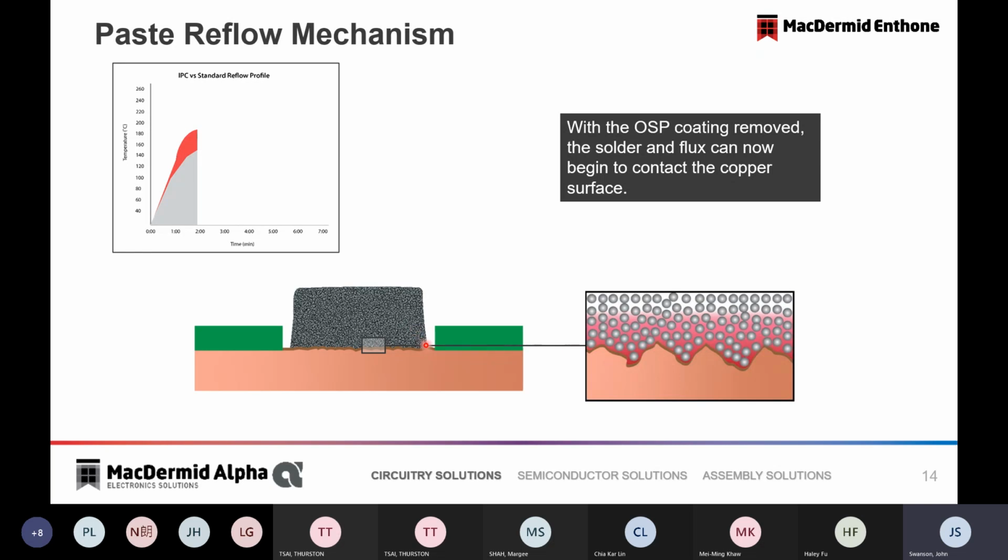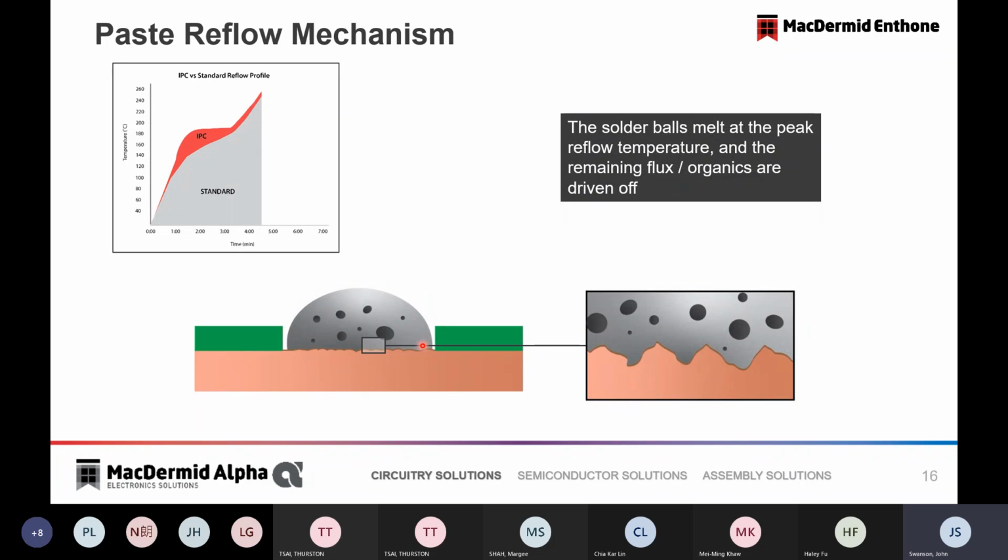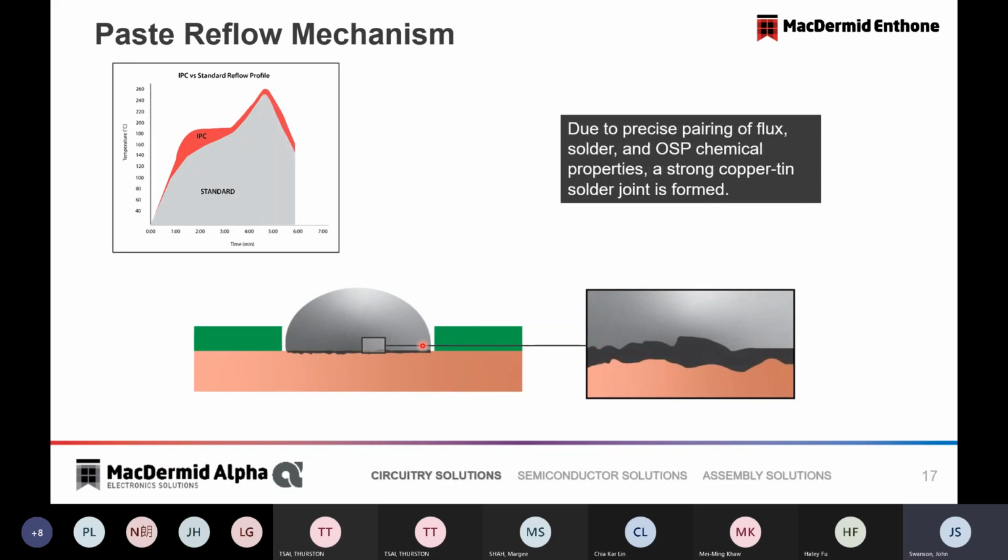You also may notice here that the paste begins to what we might call slump and prepare itself to melt for the assembly. So as that heat continues, we consume the OSP, we prepare that surface, and the reflow occurs. The paste melts, and we have a solder joint or a solder ball form. And as that progresses through the cycle, the impurities are evolved, and we form a tin copper intermetallic. And that walks through the basic cycle of an OSP.